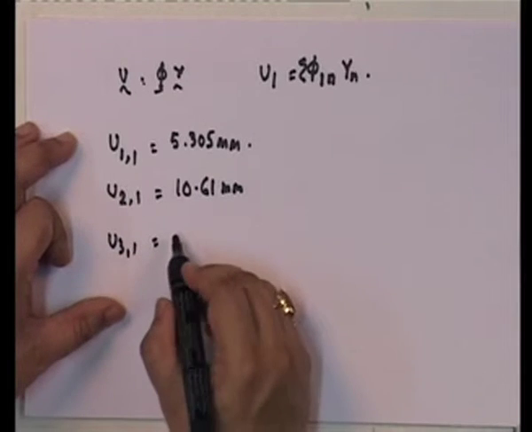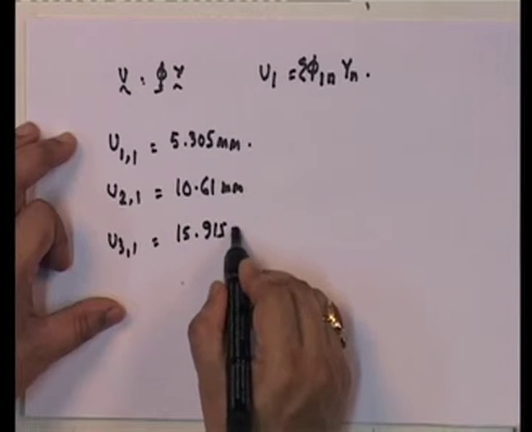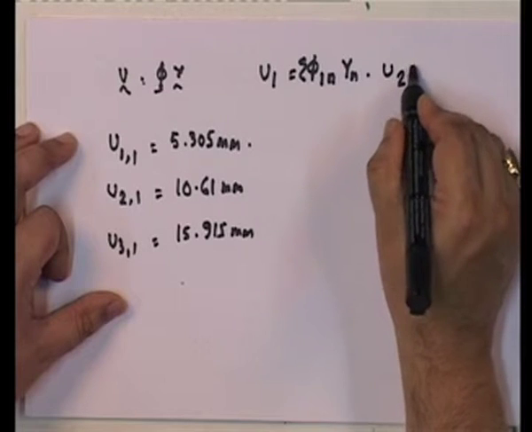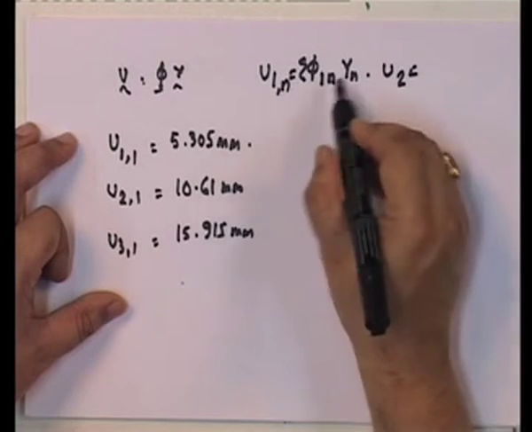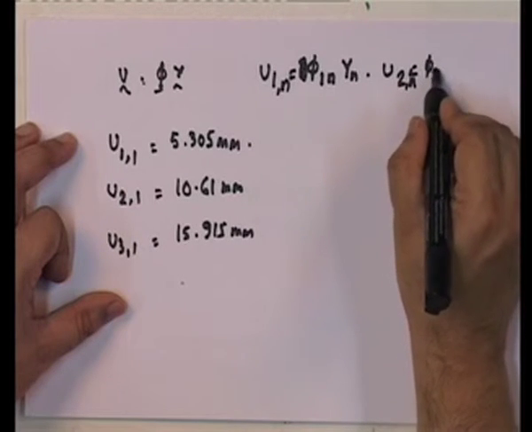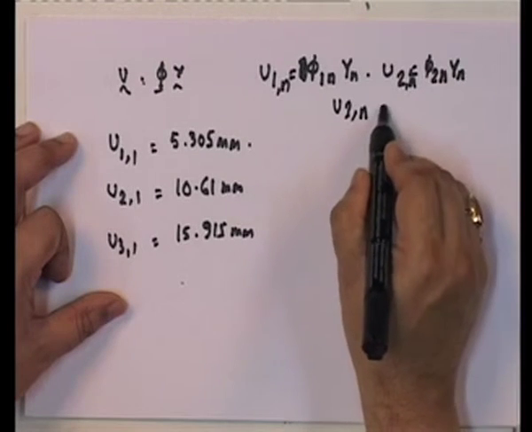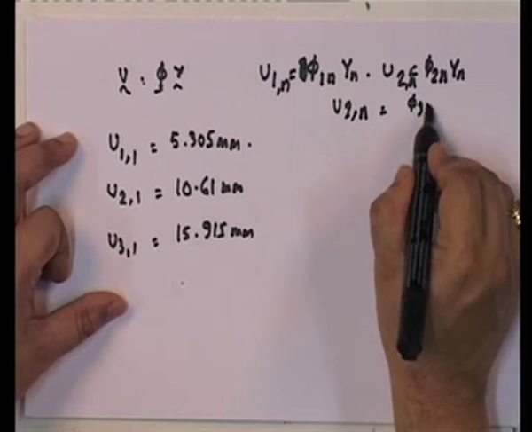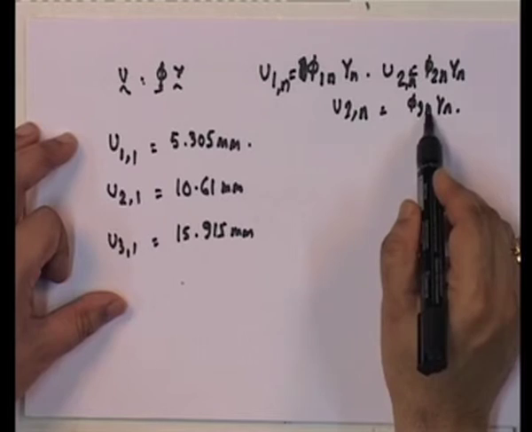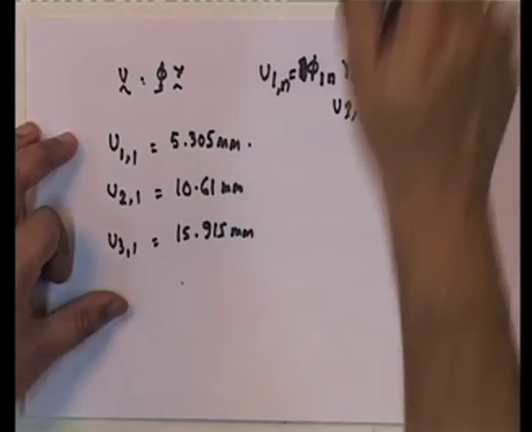And the displacement at the top is going to be 15.95 millimeters. So, in other words, V1n is nothing but phi 1n yn, V2n is equal to phi 2n into yn, and similarly V3n is equal to phi 3n into yn. All of this is the first mode, the top, second and third corresponding.